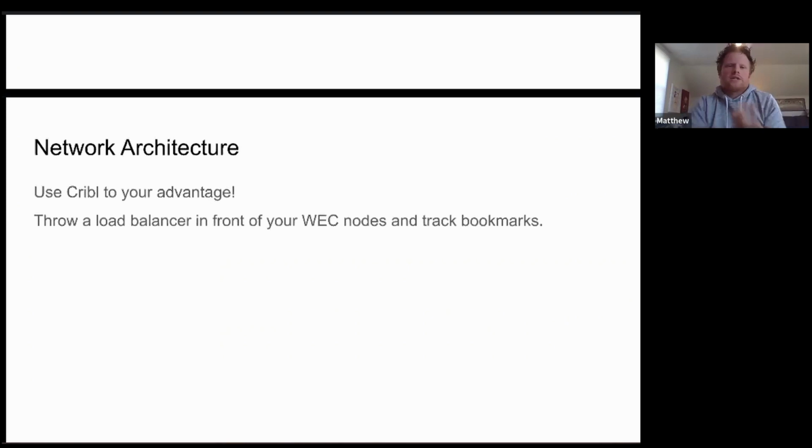All right, network architecture. Use Cribl to your advantage. Throw a load balancer in front of your worker group. So in my case, basically it's a DNS-based load balancer. We have multiple worker groups, a DNS-based load balancer in front of each worker group. Each worker group can keep track of the bookmark from each workstation.